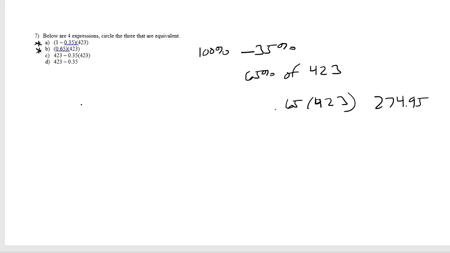Now we just have to figure out which is the third one that's equivalent. Okay, so if we take C and we figure out what 35% of 423 is by doing 0.35 times 423, and then we subtract that from the 423, that gives us 274.95. Okay, which is what we got here. So we know that C is equivalent, and then if you take 423 and you subtract 0.35, that is not the equivalent expression. So for that one, it should have been A, B, and C.